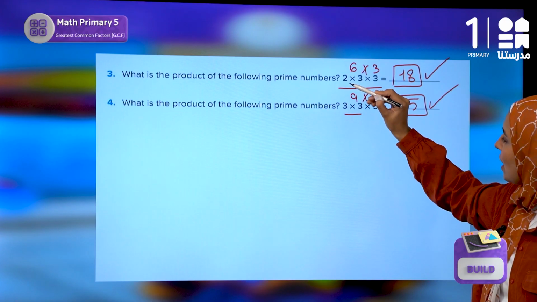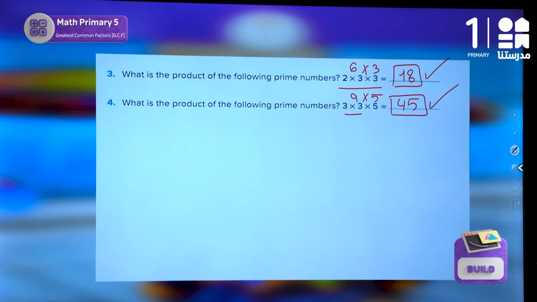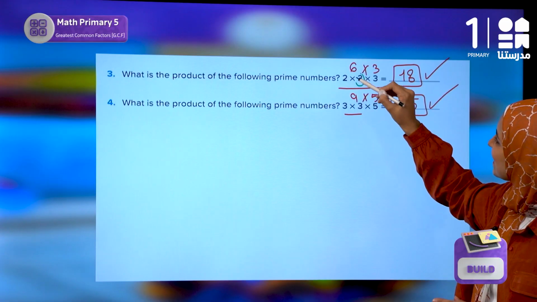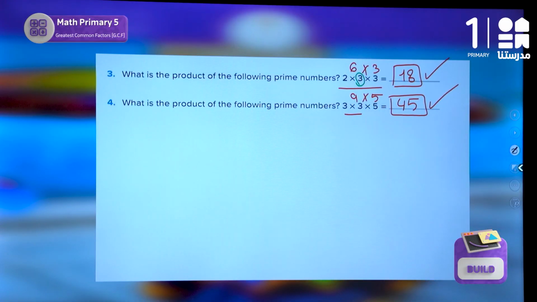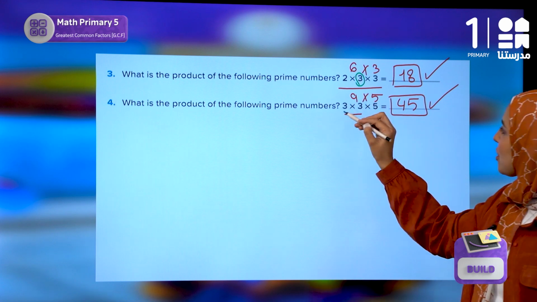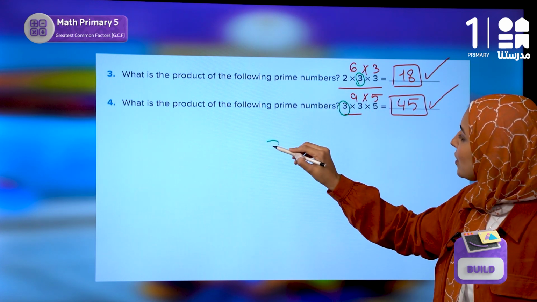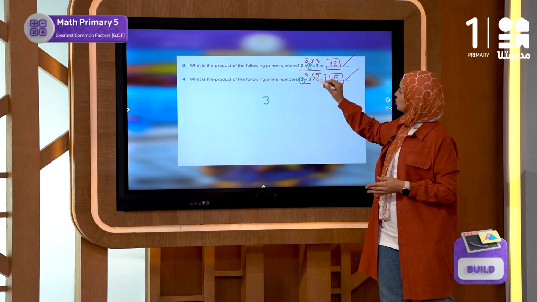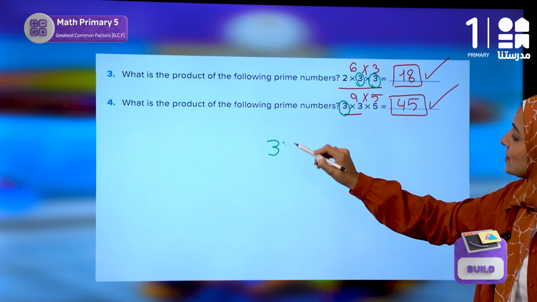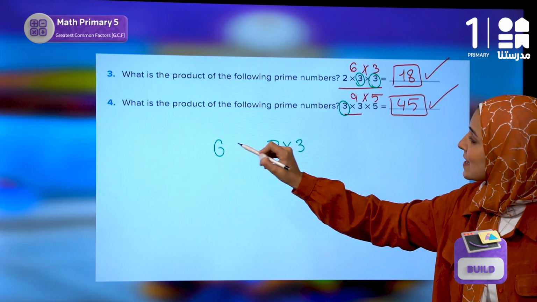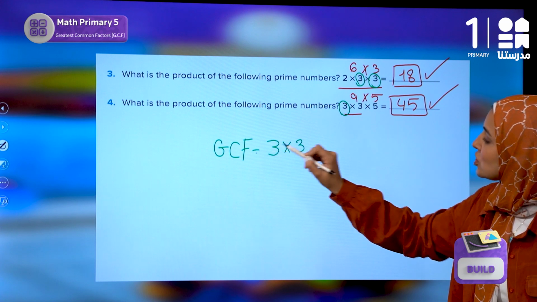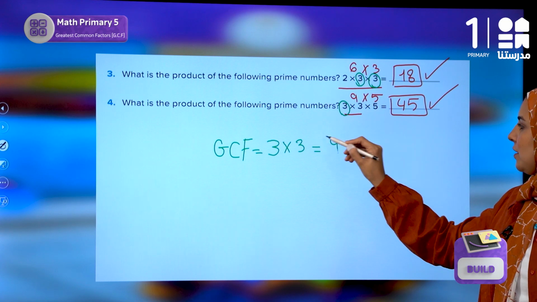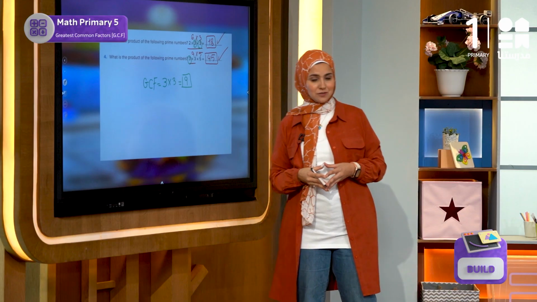So I have a 2. Do I see any 2s here? Of course not. So I'm going to neglect it. Let's move to the next prime factor. This is a 3. Do you see it in the prime factors of the other number? Yes, 3. So it's found in both. I will take it once. Now let's move on. What about this 3? Do you see it here? Yes. So I will take it once. So this means that the greatest common factor between these two numbers is 3 times 3, which is 9. So this is my greatest common factor.